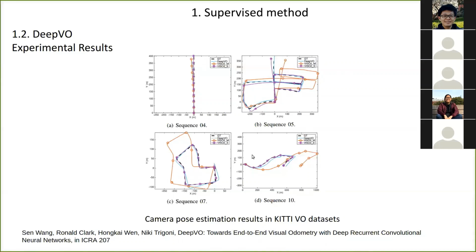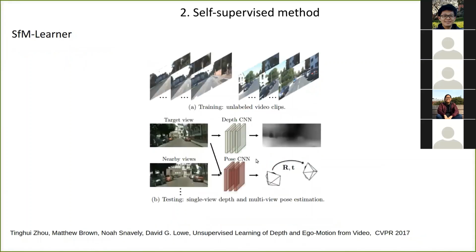Okay. So the KITTI odometry dataset will have 11 sequences in total. They use 7 sequences as training and 4 sequences as testing. Okay. So yeah.